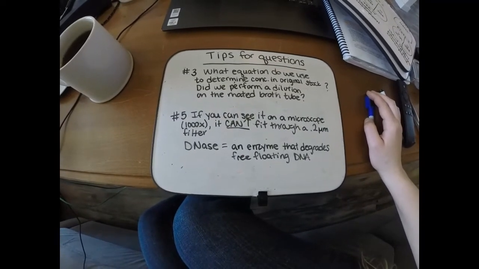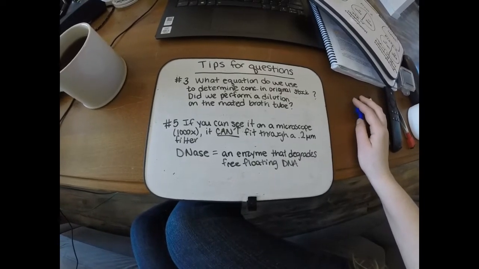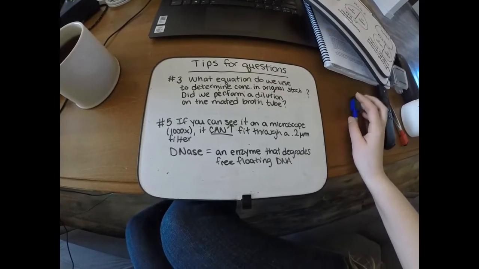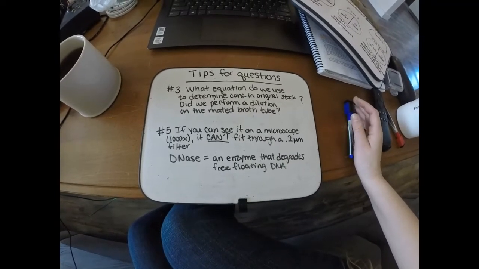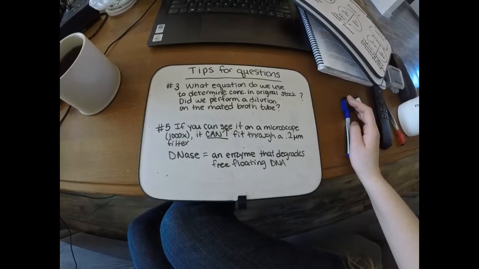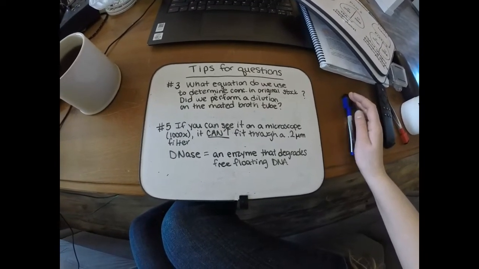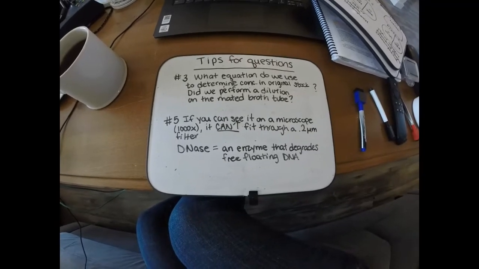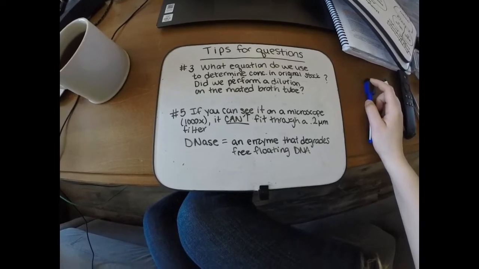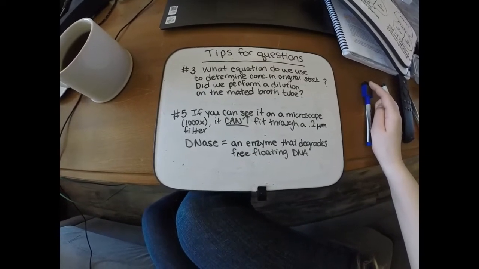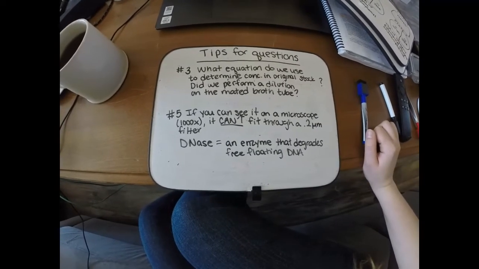And question number 5. So question number 5 is pretty long. Just a few little hints on that. If you can see something on a microscope with your 100x oil immersion lens, then it can't fit through a 0.2 micron filter. It's just a good rule of thumb to think about. It's hard to know, and I don't expect you all to know sizes of things, but this is just a good rule of thumb if you're ever questioning what can actually fit through that small of a filter.